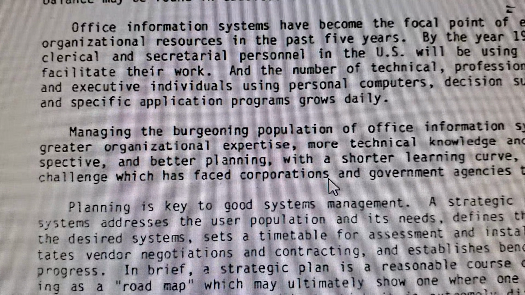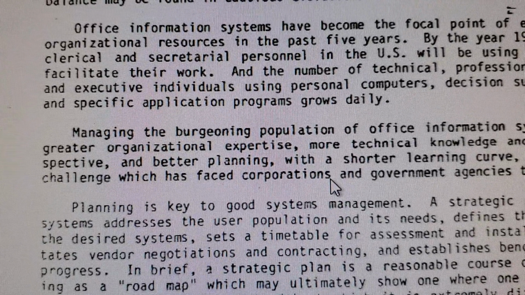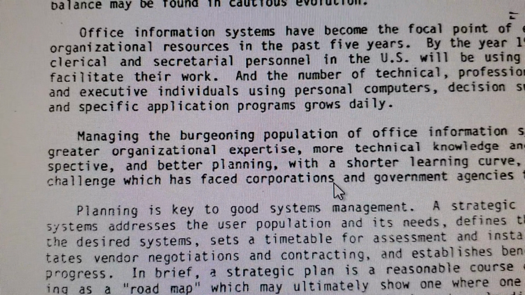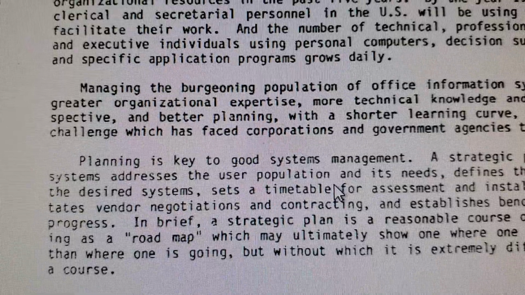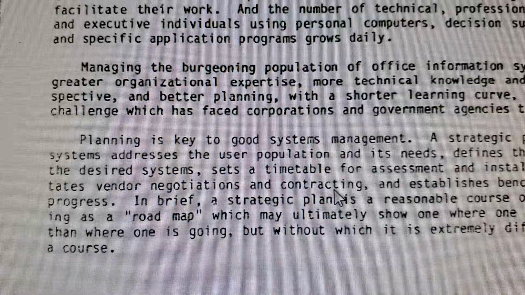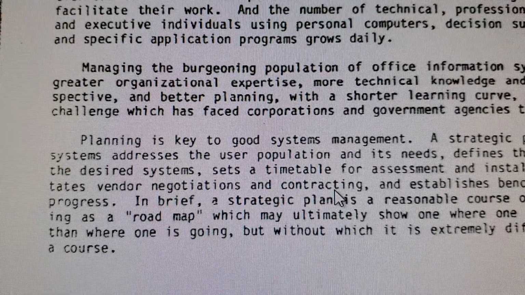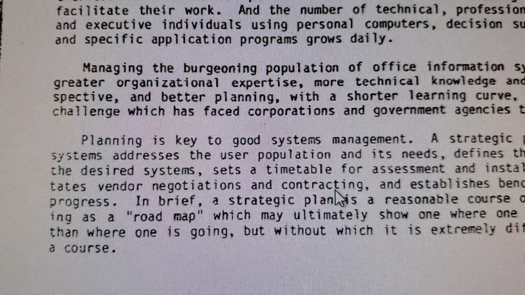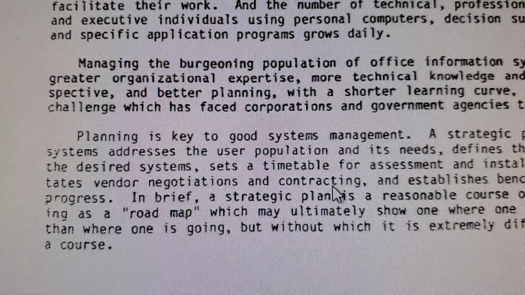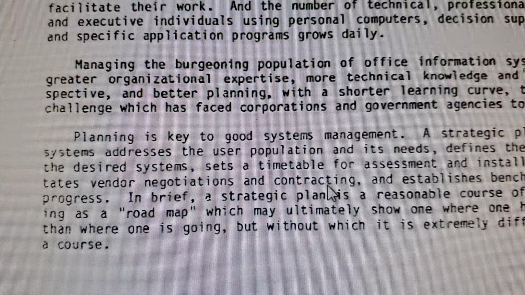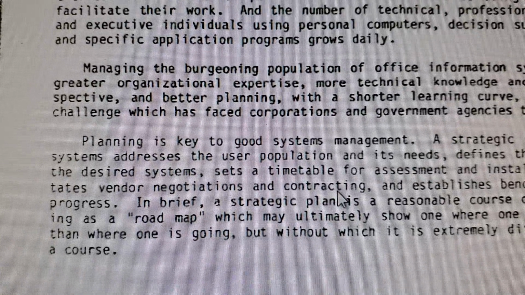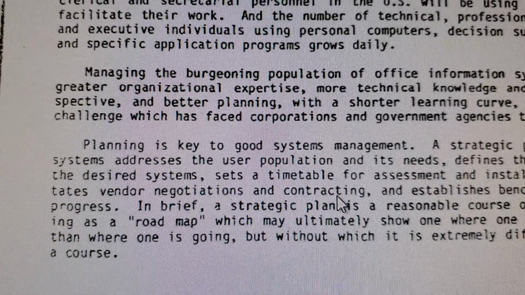And the number of technical, professional, managerial, and executive individuals using personal computers, decision support systems, and specific application programs grows daily. Managing the burgeoning population of office information systems requires greater organizational expertise, more technical knowledge, and industry perspective, and better planning with a shorter learning curve than any other challenge which has faced corporations and government agencies to date. So managing the burgeoning population.